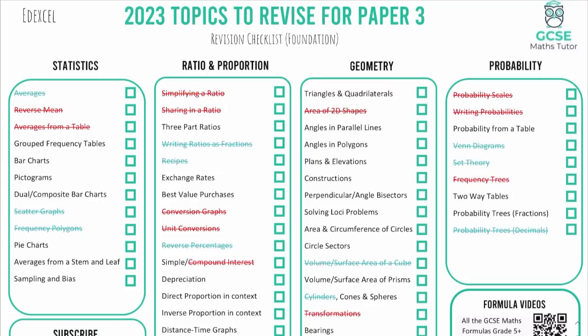Okay, welcome to this video where we're going to be having a look through all of the topics that have not yet appeared on papers 1 and 2. Now, as before, just because a topic has appeared on paper 1 and 2, it doesn't mean that it can't appear on paper 3. So I wouldn't neglect the topics that are crossed out on this list completely.